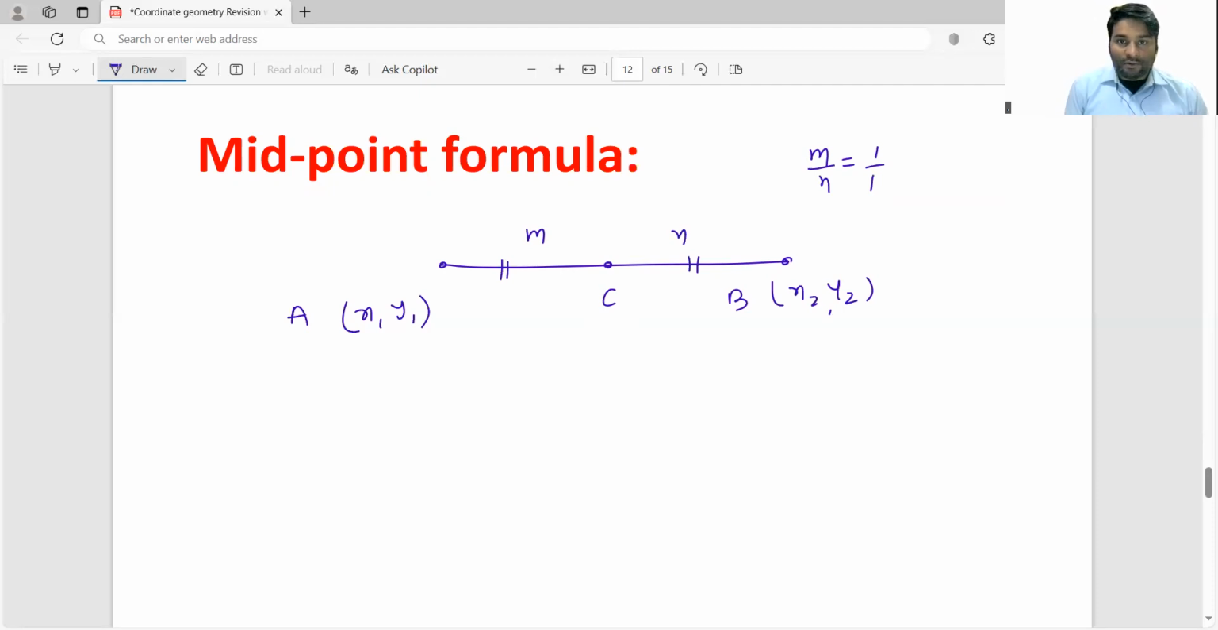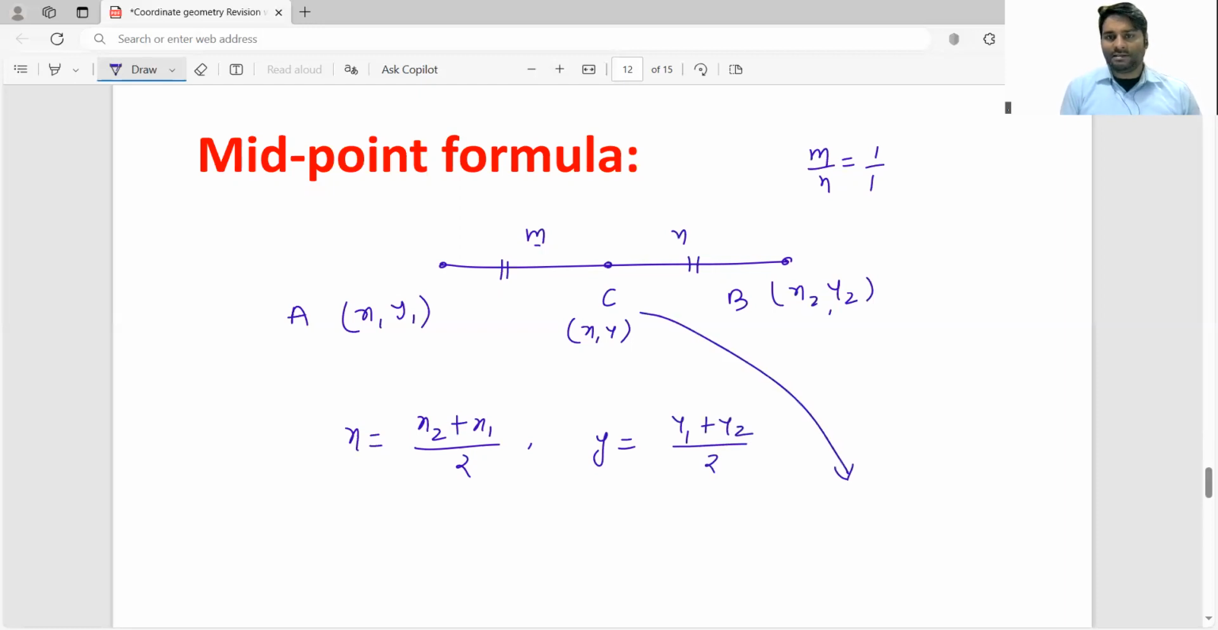So here, suppose this is x comma y. So x will be equal to, m is 1, so 1 into x2, you'll get x2 plus x1 by 2. And y is equal to y1 plus y2 by 2. This is how you can easily find it. Just add the x coordinates, so x1 plus x2 by 2, and again add the y coordinates, so y1 plus y2 by 2. So this is how you can easily find the midpoint.